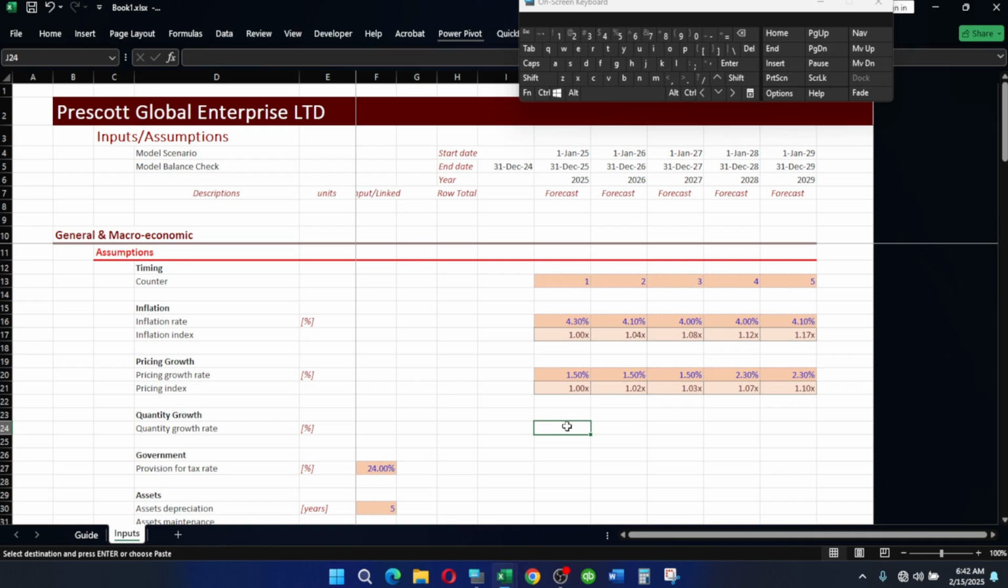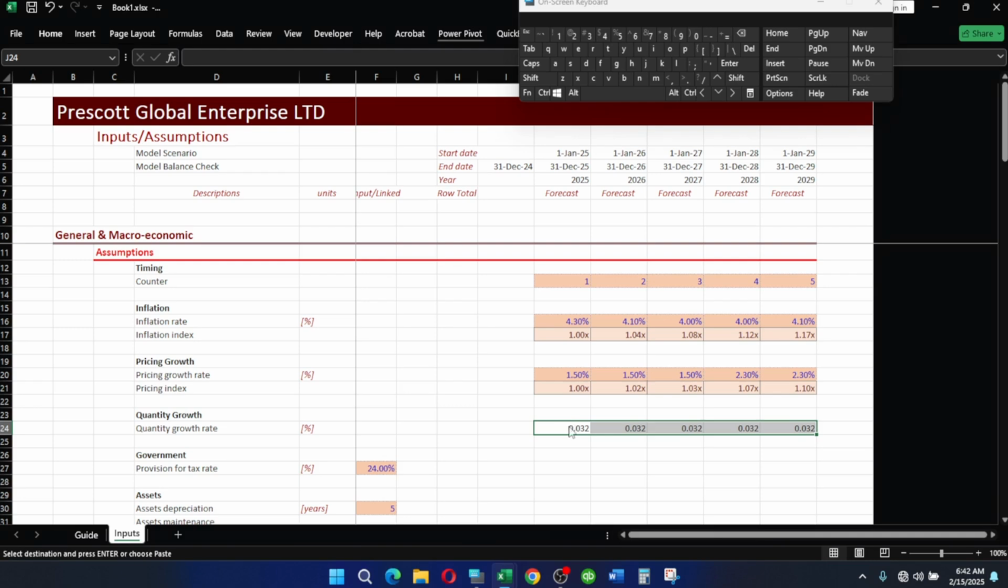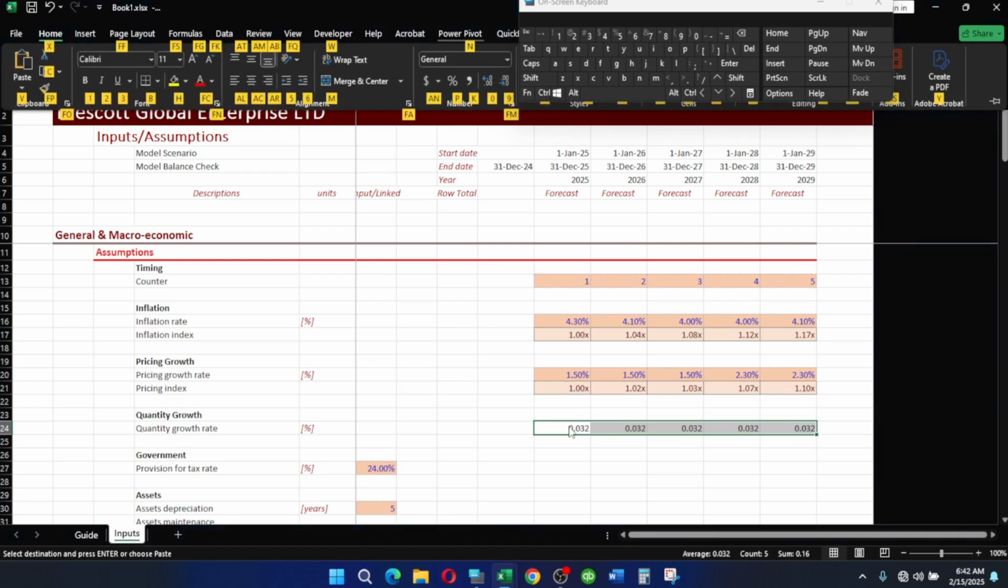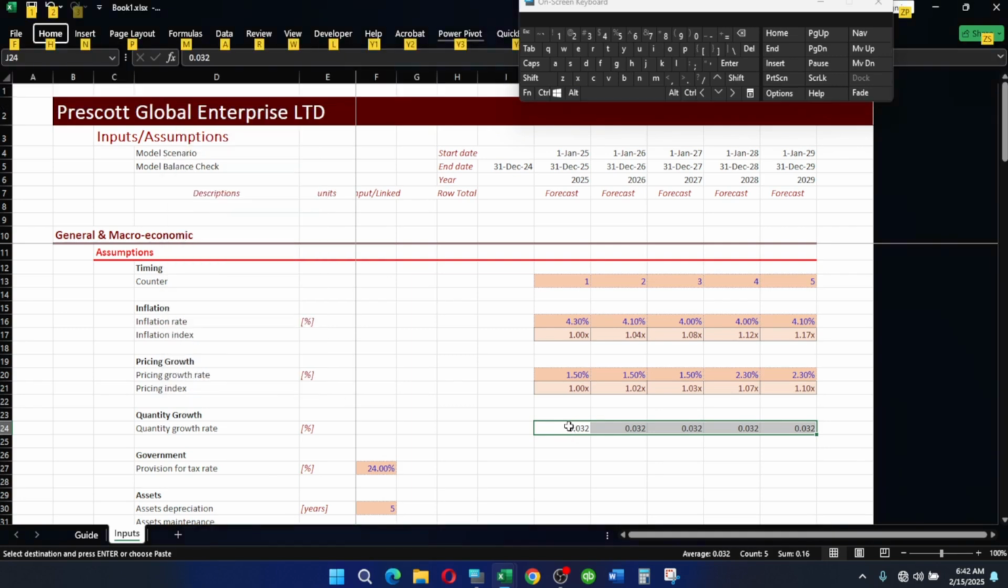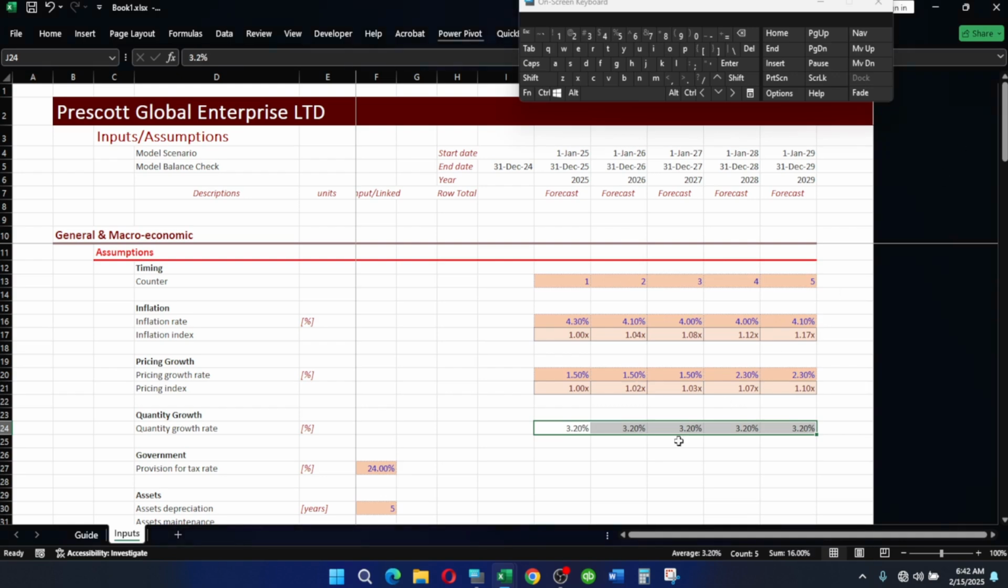I want us to build exactly the same thing so that you also apply it on your own and see how it goes. Now let's go ahead and say Alt HG. We have percentage.